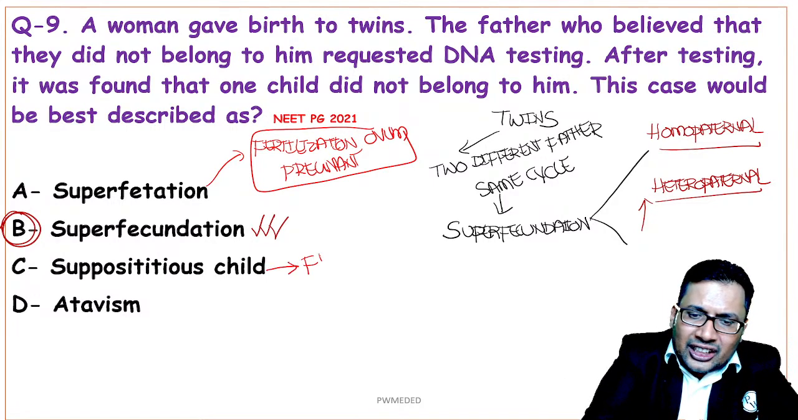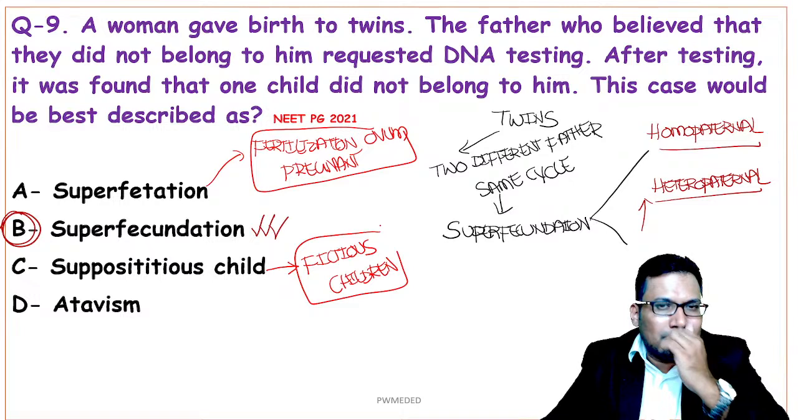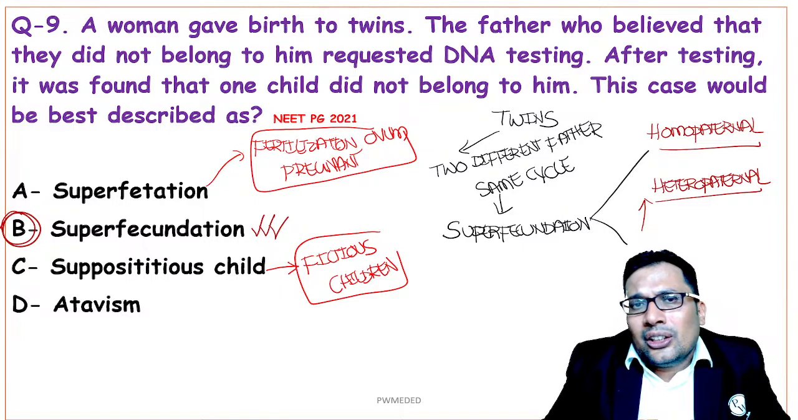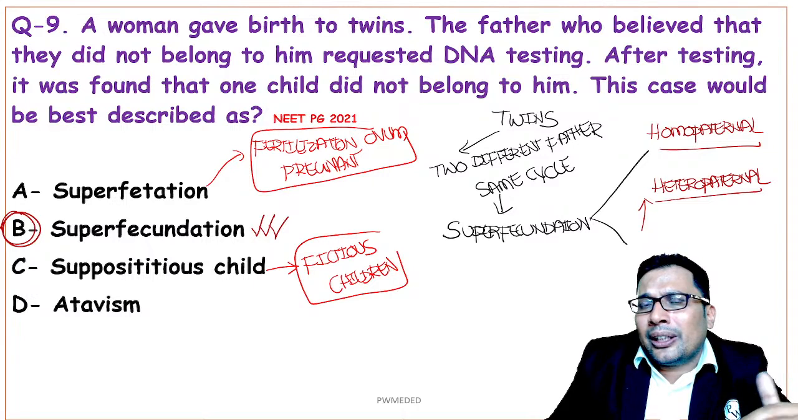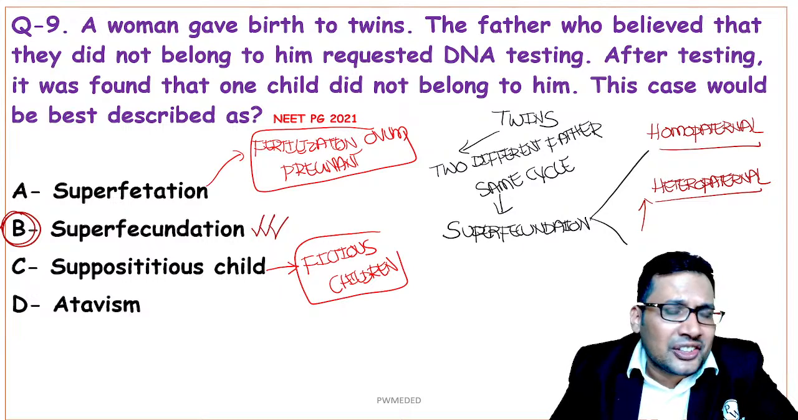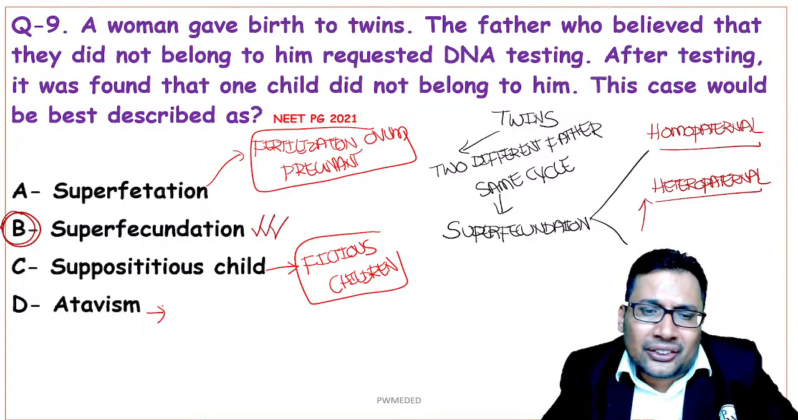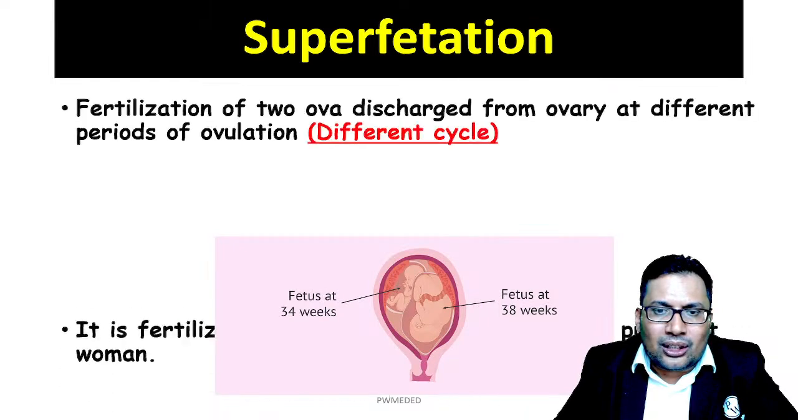What is a suppositious child? That is nothing but a fictitious child. A woman shows some other child as her own and pretends that the child belongs to her. That is known as a suppositious child, a fictitious child. Atavism means the child resembles the grandparents. All these questions are asked in the exam, very simple. Okay, we discussed superfetation and all.